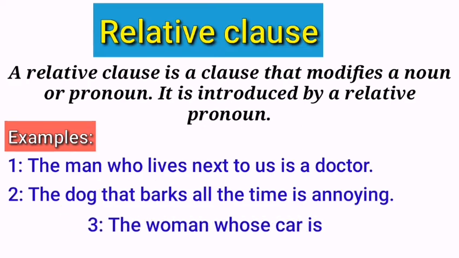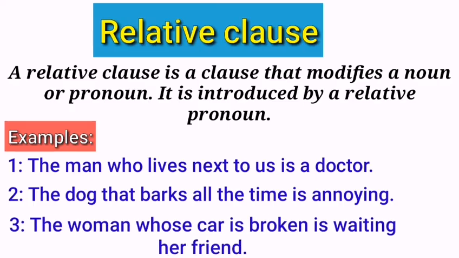The woman whose car is broken is waiting for her friend. Observe this last example, again the group of words, whose car is broken, is a relative clause. You can see all those characteristics exist in this example. Because it begins with a relative pronoun, whose, and it is a group of words. And it describes the noun phrase, the woman.